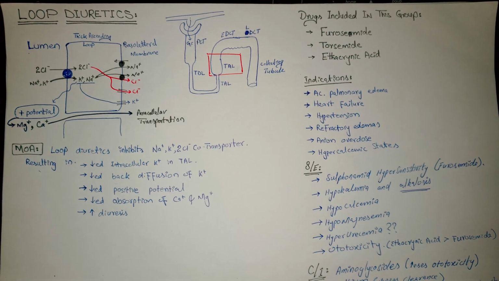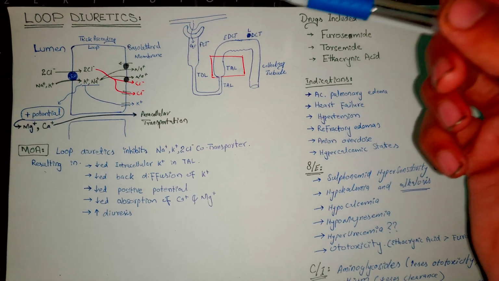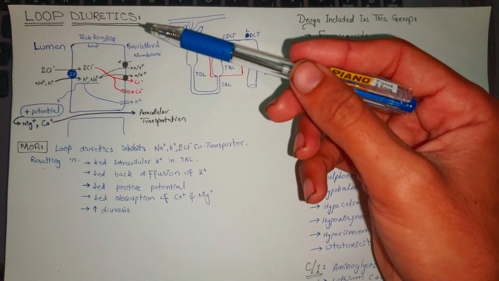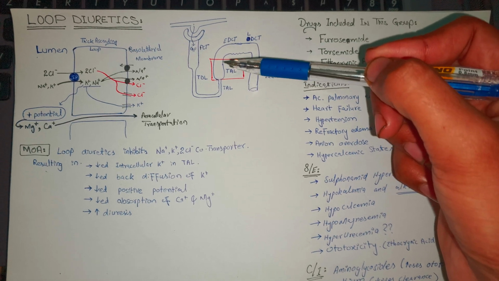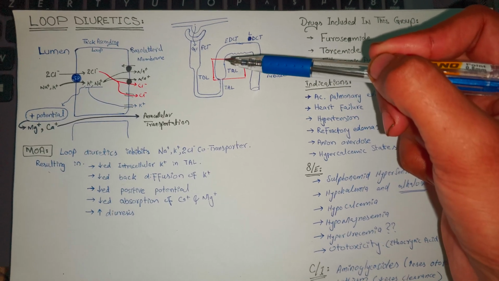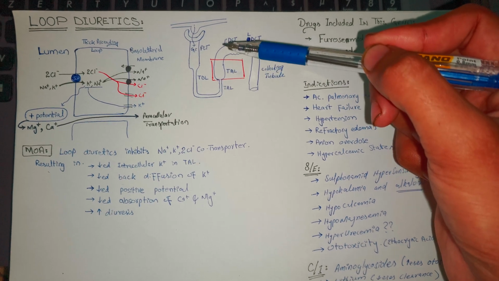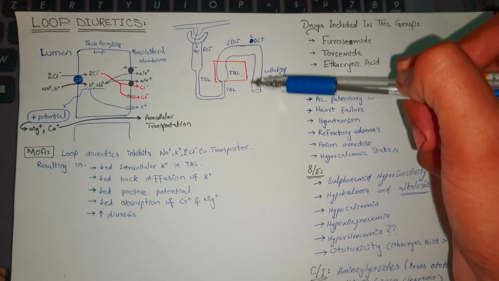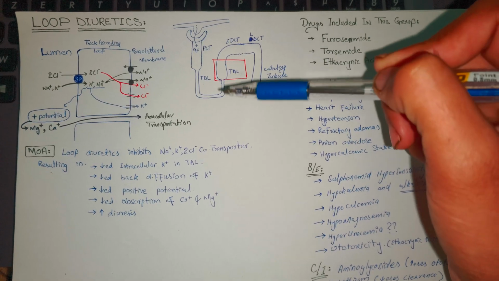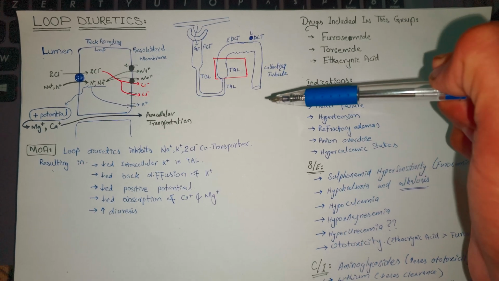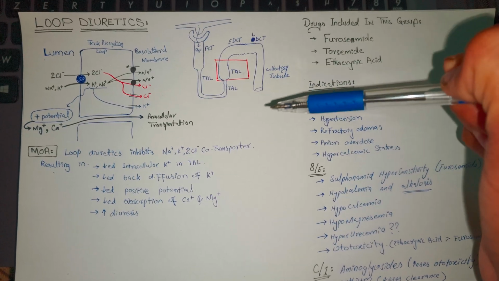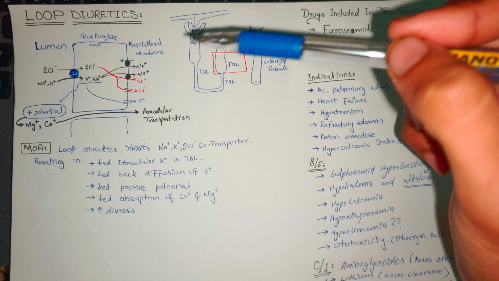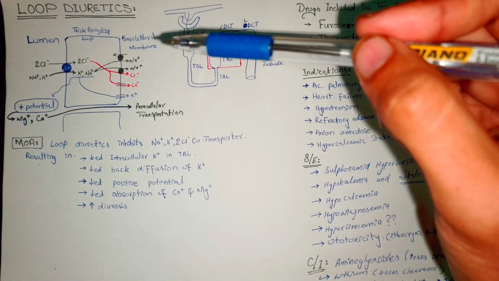In today's lecture, we will be discussing the loop diuretics. The loop diuretics are a group of diuretics that act on the thick ascending loop of Henle, resulting in increased urine output, increased potassium in the urine, increased sodium in the urine, and increased calcium and magnesium loss into the urine. So, what are loop diuretics and how do they work?